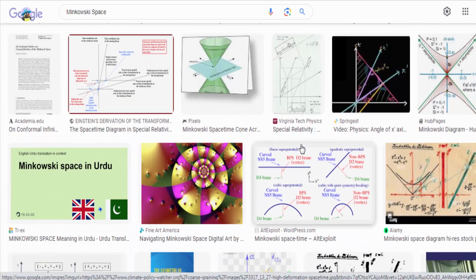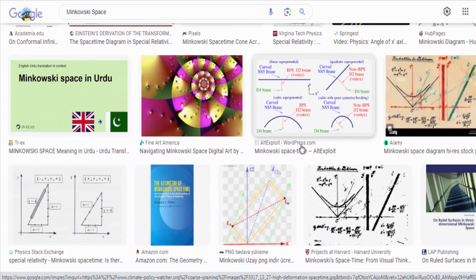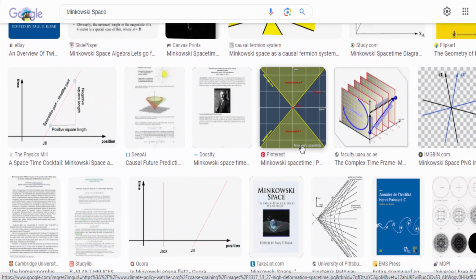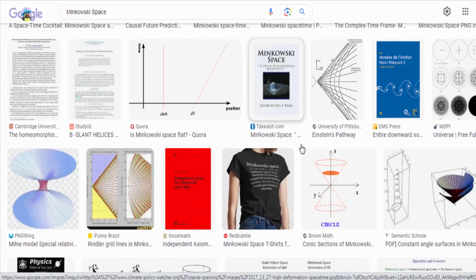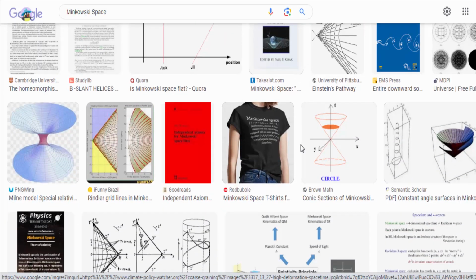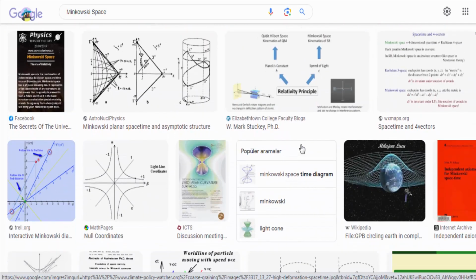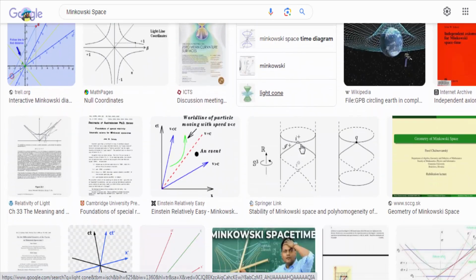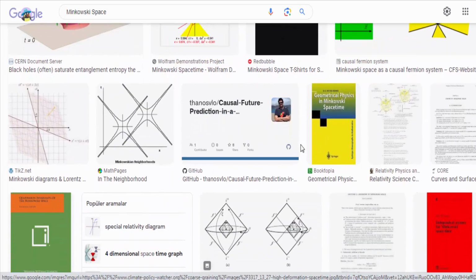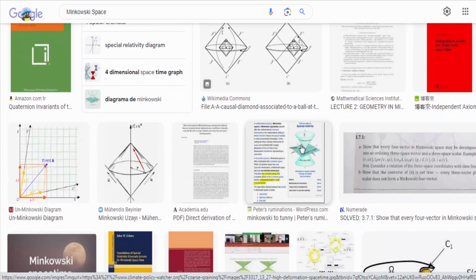Minkowski space is a fundamental concept in special relativity and forms the basis for many calculations and theories in modern physics, including relativistic mechanics, electromagnetism, and Einstein's theory of general relativity. It allows for the formulation of physical laws that are invariant under Lorentz transformations, which describe how measurements of time and space change for observers moving relative to each other at constant velocities.